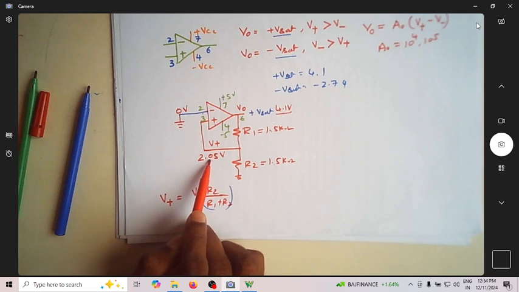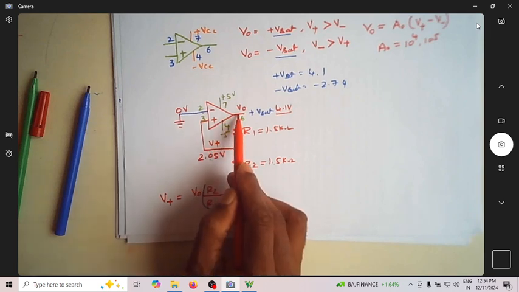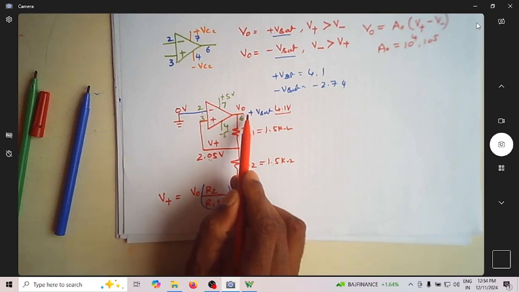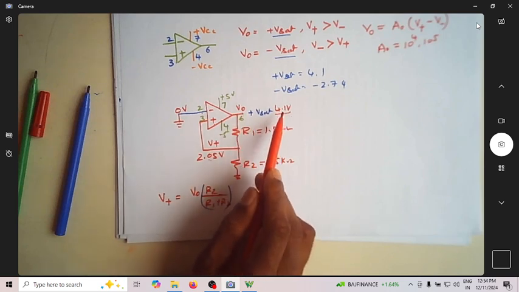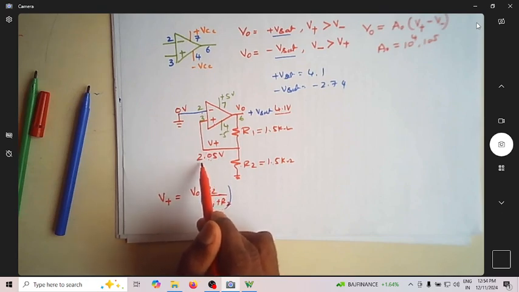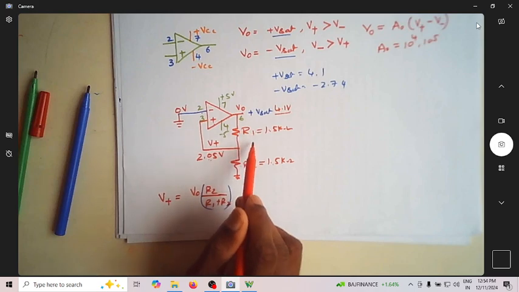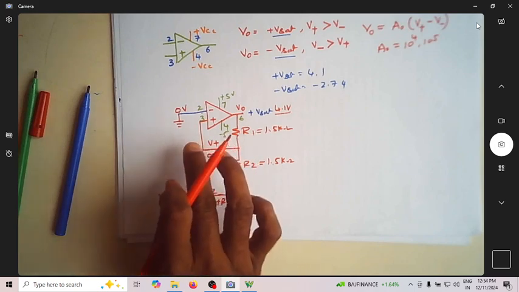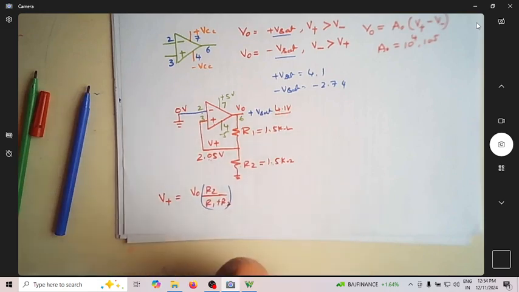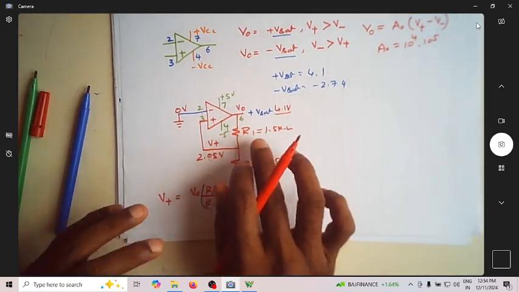How you got this as 2.05 is because you are using a potential divider R1 R2 to divide this output voltage, which is assumed to be at 4.1 volt. So the voltage at this point is half of that, because you are dividing it using two equal value resistors. If this is not changed, the output voltage is always at 4.1 volt. So this is not the requirement.